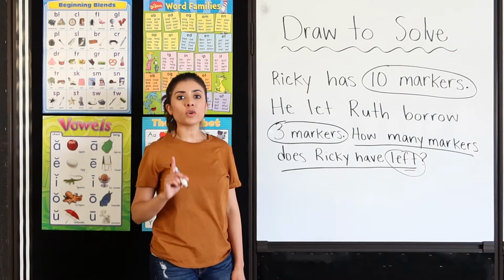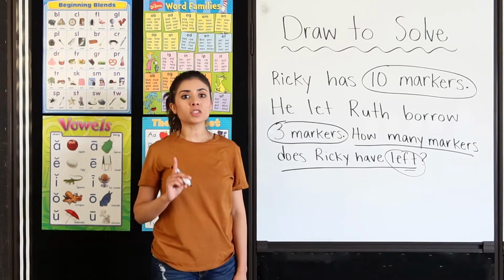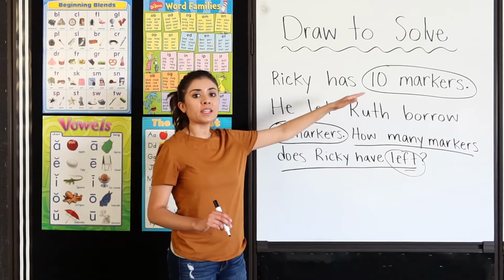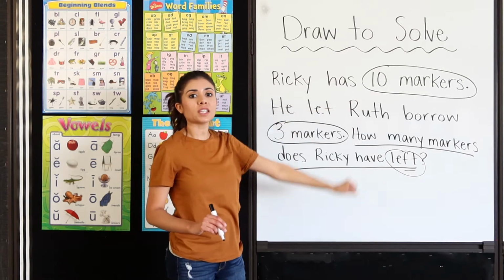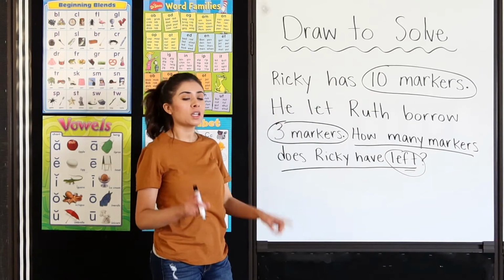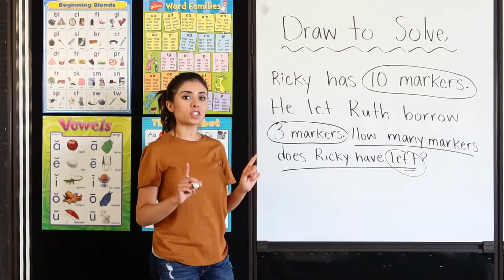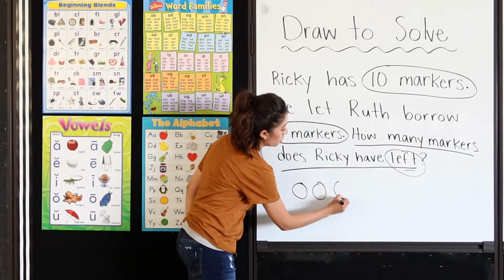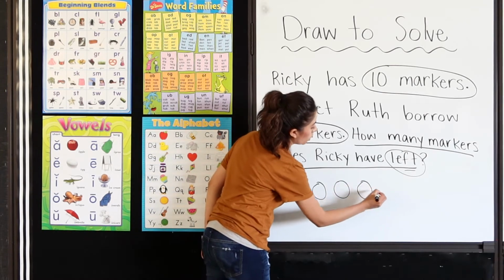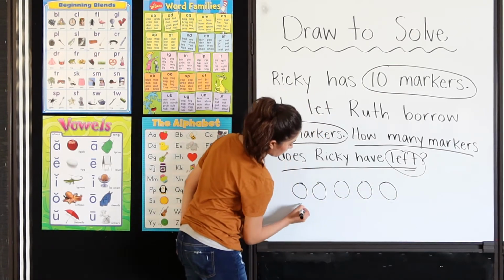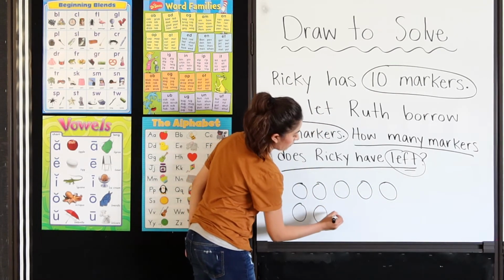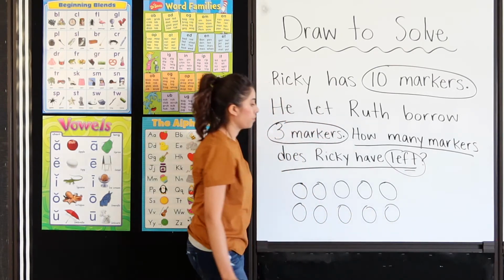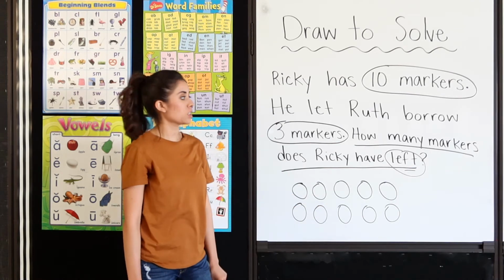Okay, so remember, the fourth step is to draw a diagram to solve our problem. So I know that I started with 10 markers as my whole. So let's go ahead and draw 10 markers. To do this, I'm just going to draw circles. 1, 2, 3, 4, 5, 6, 7, 8, 9, 10. Okay, those are my 10 markers.